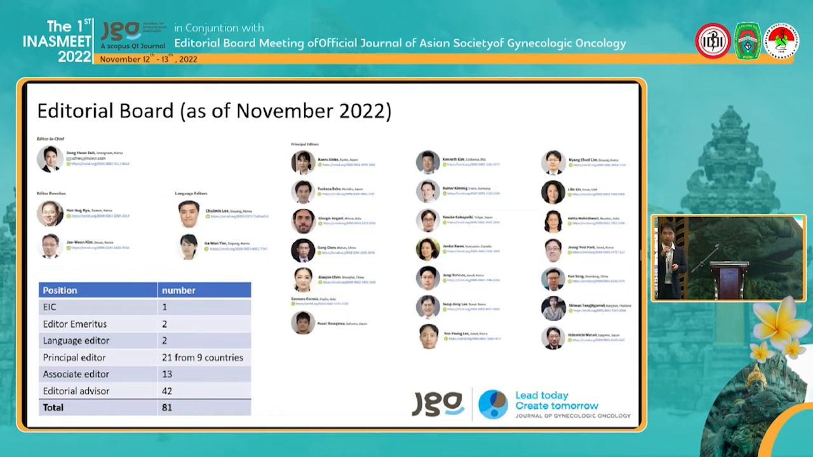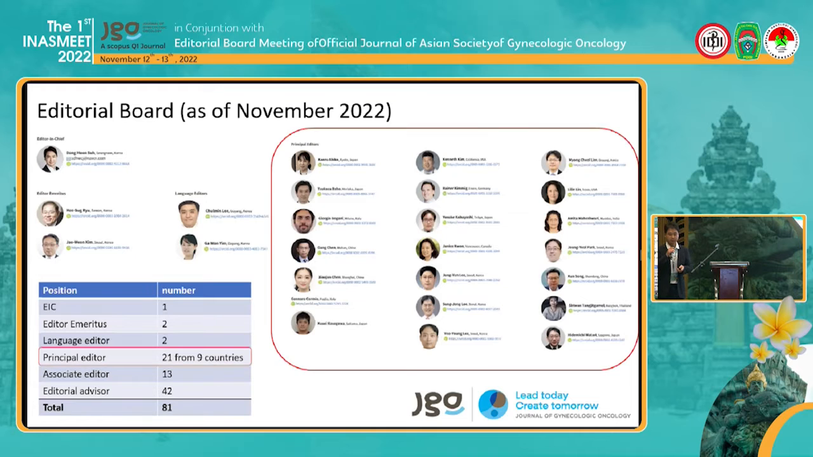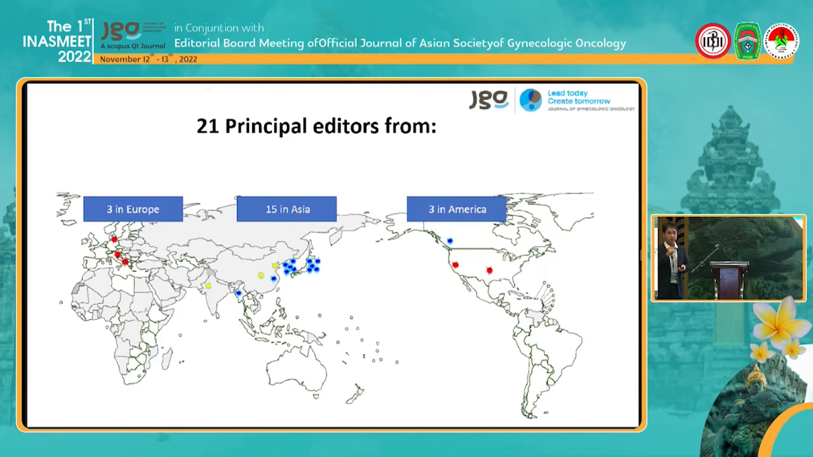And this is the current editorial board status. We are 81 in total, and I'm the editor-in-chief on your left upper, and we have 21 principal editors from 9 countries. As you can see on the right side, we have non-Asian principal editors too, from Germany, Italy, and also America and Canada. So our goal is to become a truly international journal, not only based in Asia. And among the 21 principal editors, 15 are from Asia, 3 from Europe, and the other 3 from America.